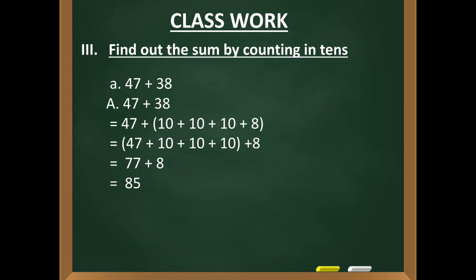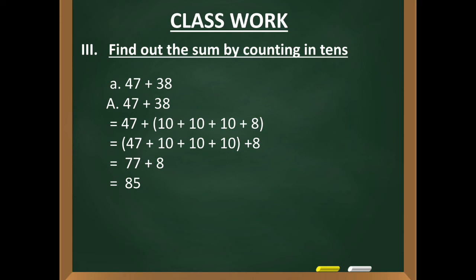And the third question is find out the sum by counting in tens. So first number you have to take as it is, and the second number you have to count in tens, and you have to add the remaining number, that is 47 as it is, then 38 you have to make into tens. So 10 plus 10 is 20, 20 plus 10 is 30. So 3 tens and the remaining number is 8.